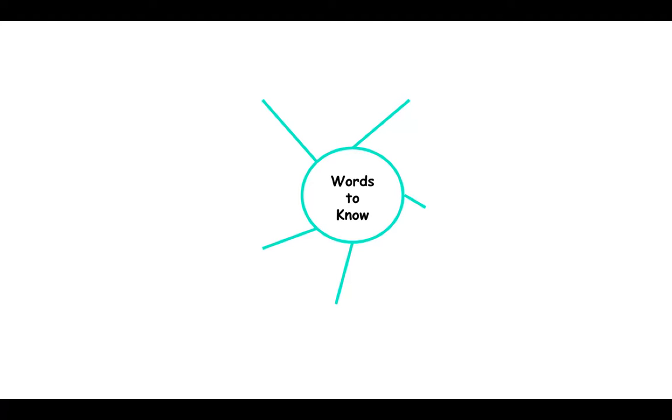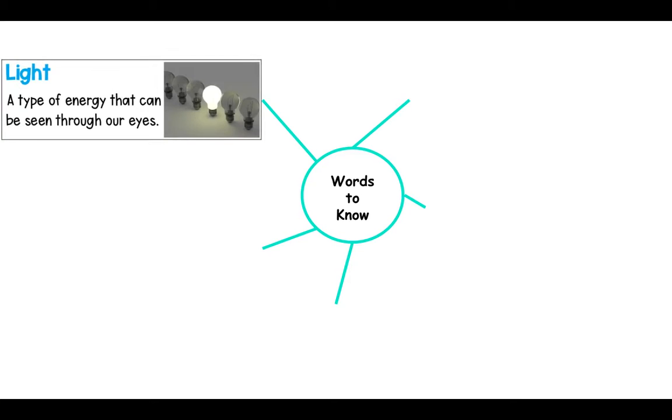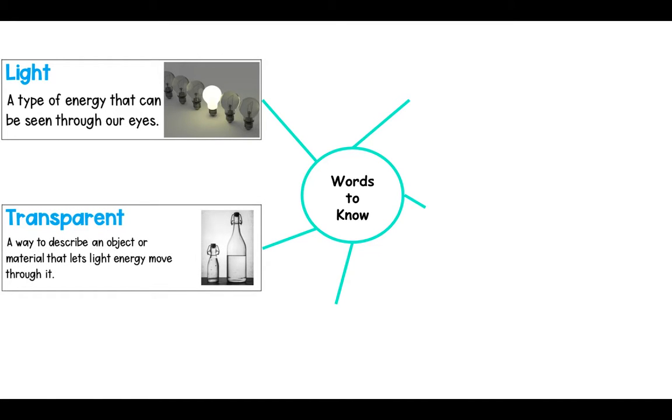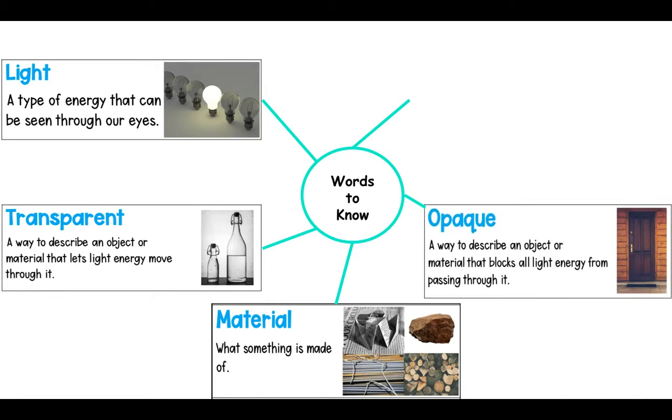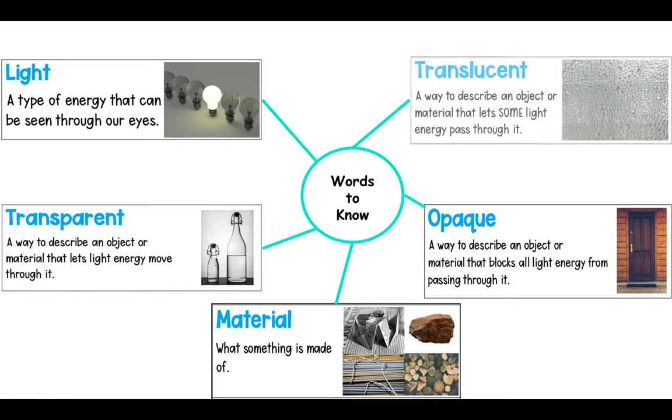Here are some words to know for this lesson. Light. Light is the type of energy that can be seen through our eyes. Transparent, a way to describe an object or material that lets light energy move through it. Material, what something is made of. Opaque, a way to describe an object or material that blocks all light energy from passing through it. And translucent, which is a way to describe an object or material that lets some light energy pass through it.